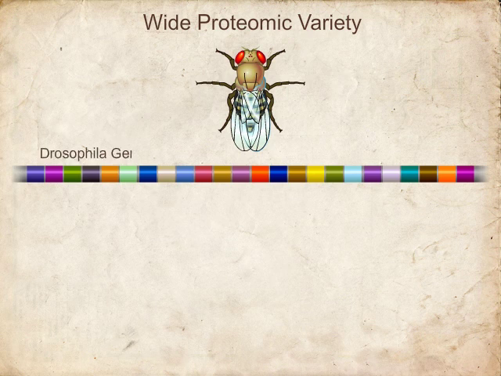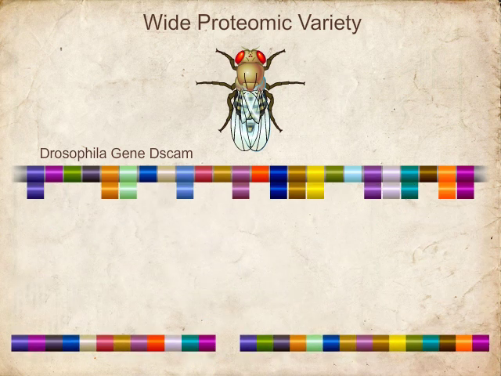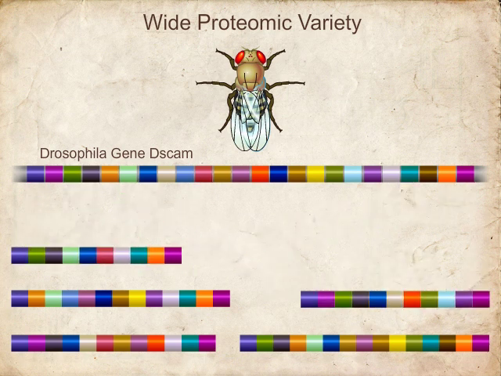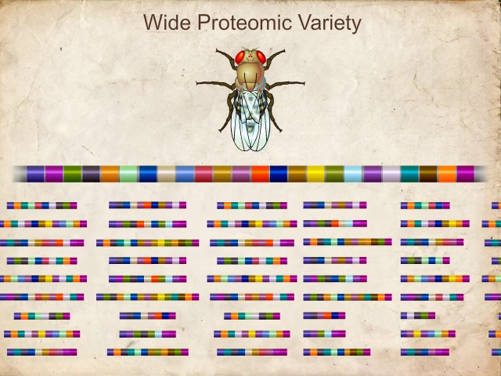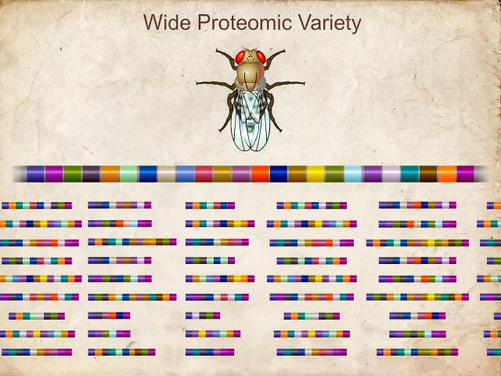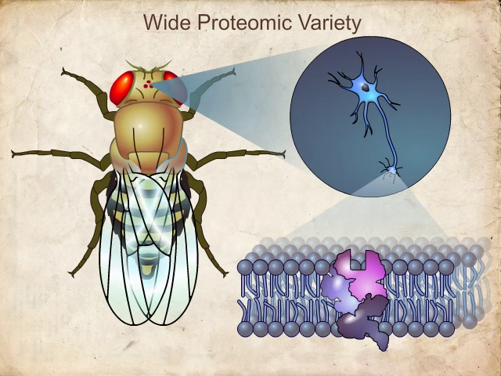For example, the Drosophila gene DSCAM has over 38,000 RNA isoforms that produce over 38,000 distinct proteins, exceeding the total number of genes in its entire genome. The vast proteome that DSCAM gives rise to results from only four variable exon clusters that are alternatively spliced. Each different protein is then displayed on the cell surface of a single neuron.